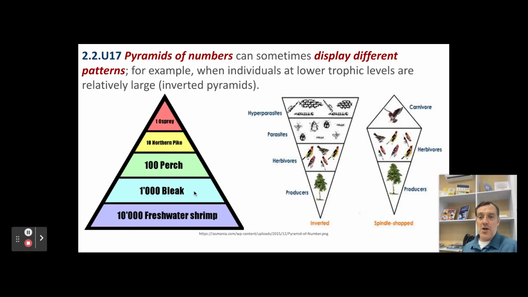Coming back to these pyramid structures in ecosystems, right? Pyramid numbers, relatively straightforward: 10,000 shrimp, 1,000 bleak, 100 perch, 10 pike, and 1 osprey. We've simply counted the organisms.